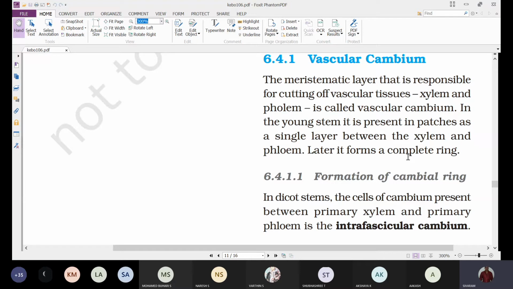So that means this cambium is usually present only as patches separating the xylem and phloem. But later on, this cambium, which is present between the vascular bundles, continues to grow and forms a ring-like structure, a cambial ring, which later forms the secondary tissues responsible for secondary growth. So how is this cambial ring formed?